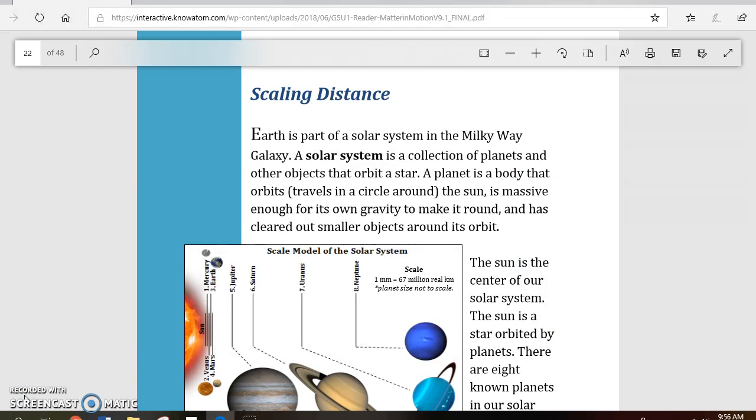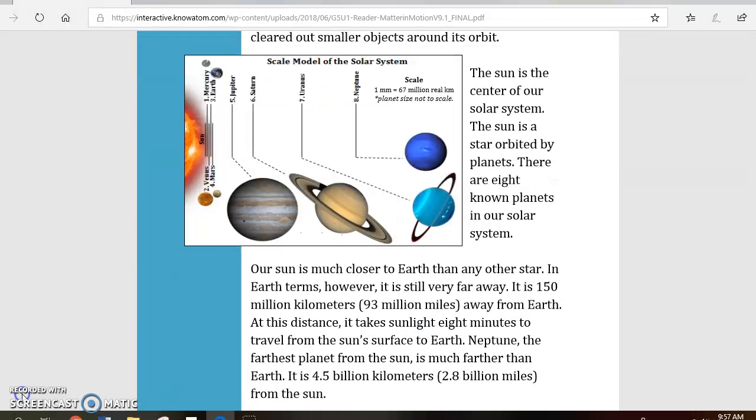Scaling distance. Earth is a part of a solar system in the Milky Way galaxy. A solar system is a collection of planets and other objects that orbit a star. A planet is a body that orbits, travels in a circle around, the Sun, is massive enough for its own gravity to make it round, and has cleared out smaller objects around its orbit. The Sun is the center of our solar system. The Sun is a star orbited by planets. There are 8 known planets in our solar system.